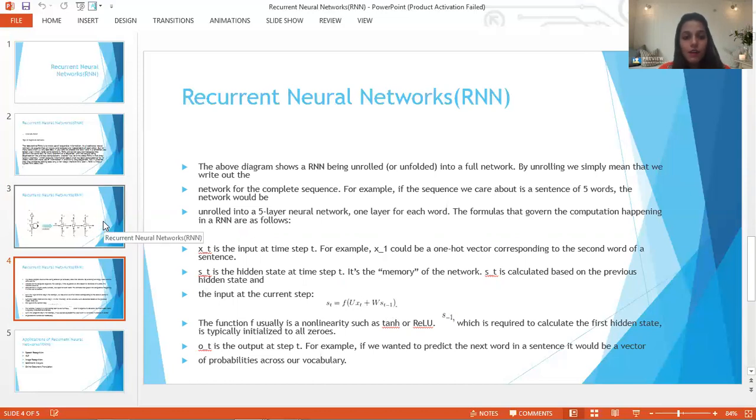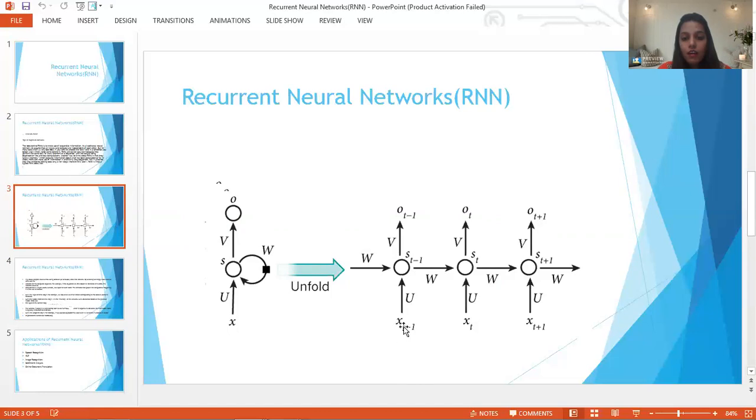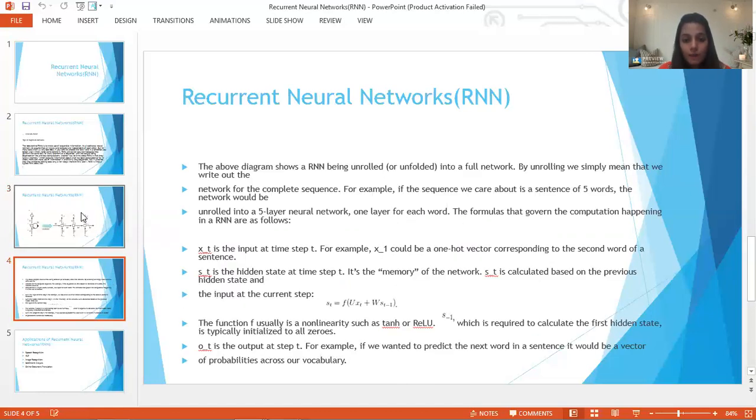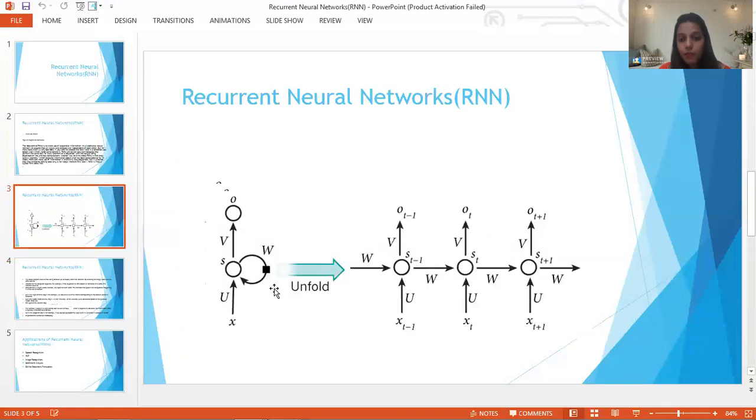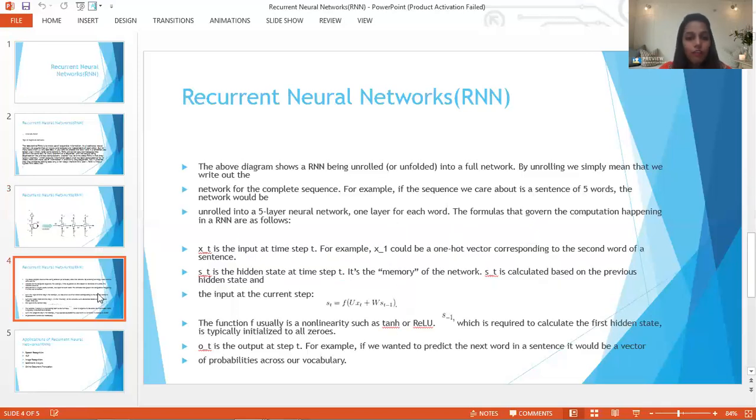So we can see here the function. What it says: Uxt plus WSt minus 1. Here you can see Uxt and this one. It takes both. This one is the current and this one is previous. And then we add it in summation and it goes in a function. And the function may be any kind of function, like ReLU, tanh, any kind of activation function we use.